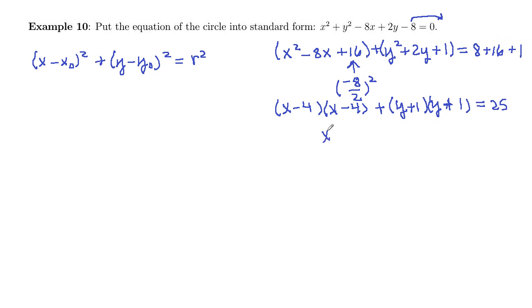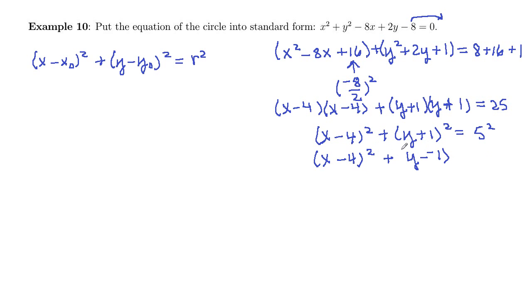So on the left-hand side now we've got (x minus 4) squared plus (y plus 1) squared equals 25, which is 5 squared. And then to get to standard form, we'd like to have everything written with a minus sign, so we can change our positive to a double negative. So (x minus 4) squared stays, but write our y plus 1 as y minus negative 1, squared, and equals 5 squared.